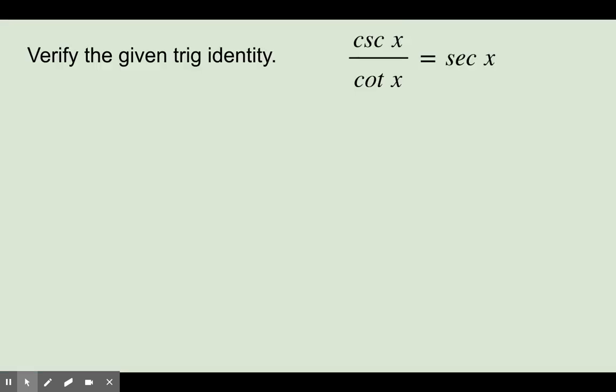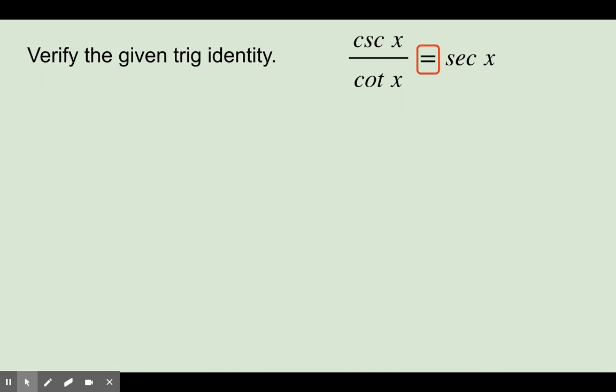Okay, now we're going to get into verify identities. And the good thing about verify, so I'm not just simplifying, I'm trying to verify that the left side equals the right side. And the beauty of this is we have an equal sign. So that opens up options, right? We don't have to just work on one side at a time. We can actually do things to both sides.